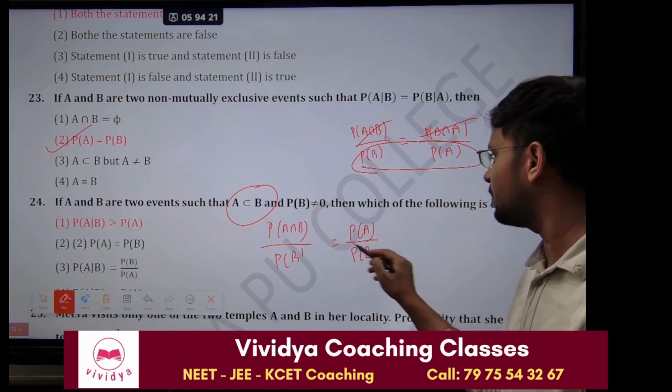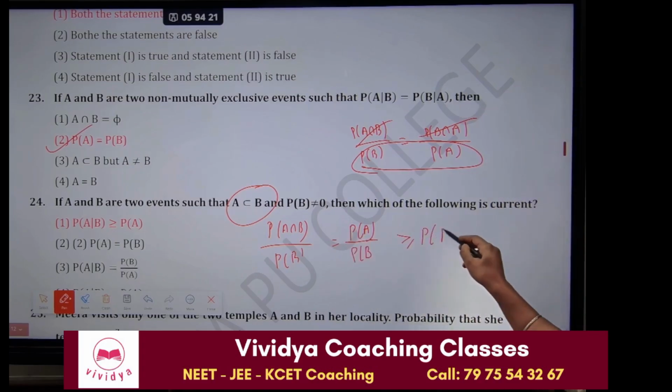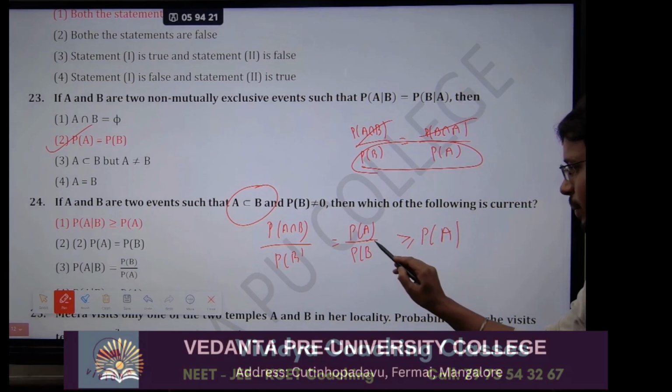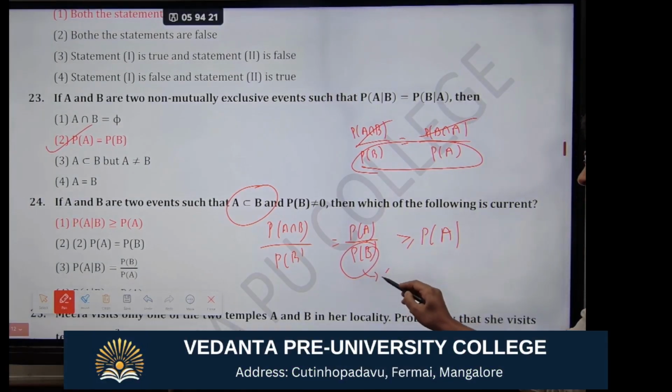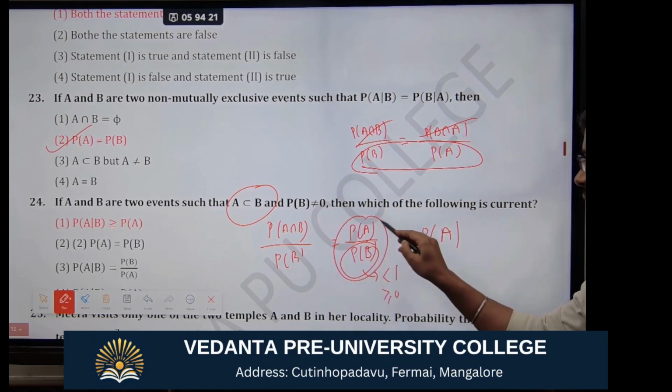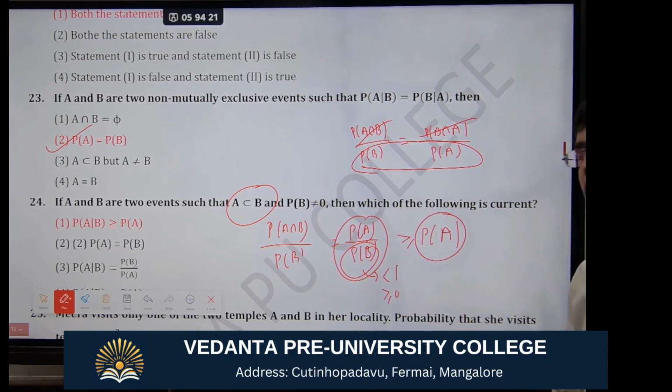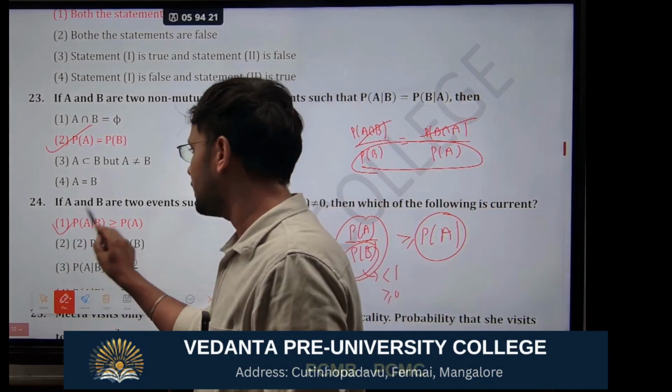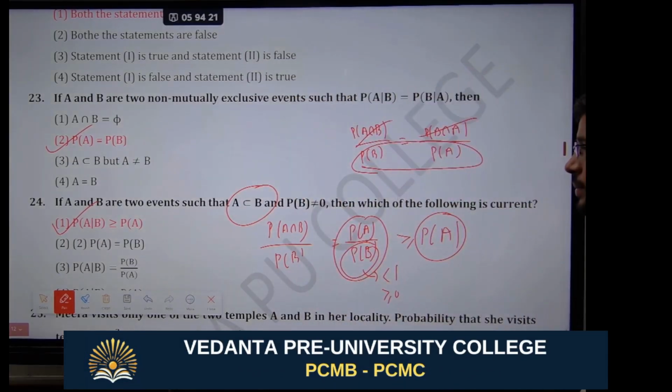And it is given this should be a value greater than or equal to P of A. And that is true. Why? Because probability will always be less than 1 and greater than or equal to 0. So this ratio will obviously be greater than P of A. So what is the answer? The answer will be option number 1.